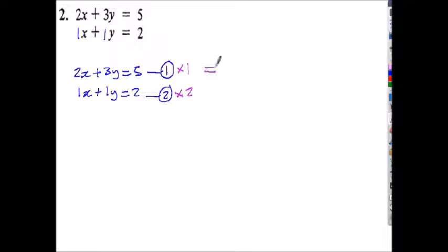So just following this through, I'm going to keep a nice structured format here, multiplying the first equation throughout by 1. Of course I get exactly the same equation, 2x plus 3y is equal to 5, and multiplying equation 2 throughout by 2, I will get 2x plus 2y is equal to 4. Notice we've multiplied throughout by the 2 there.